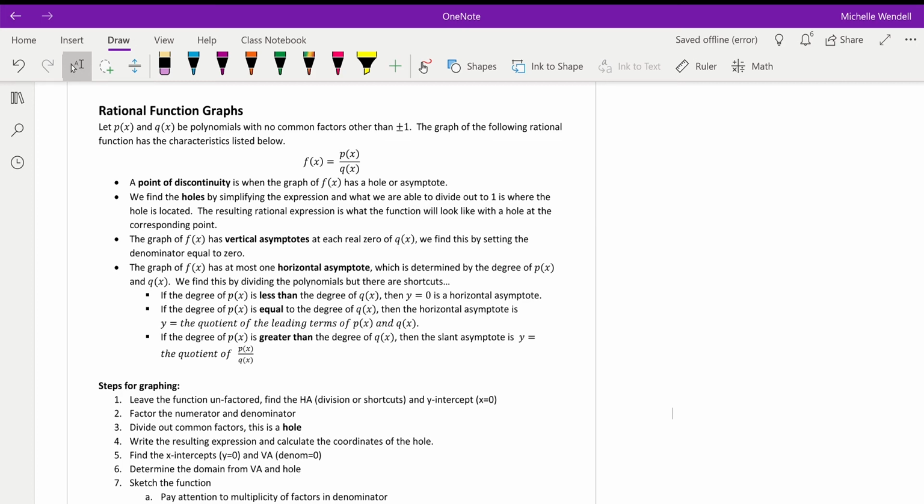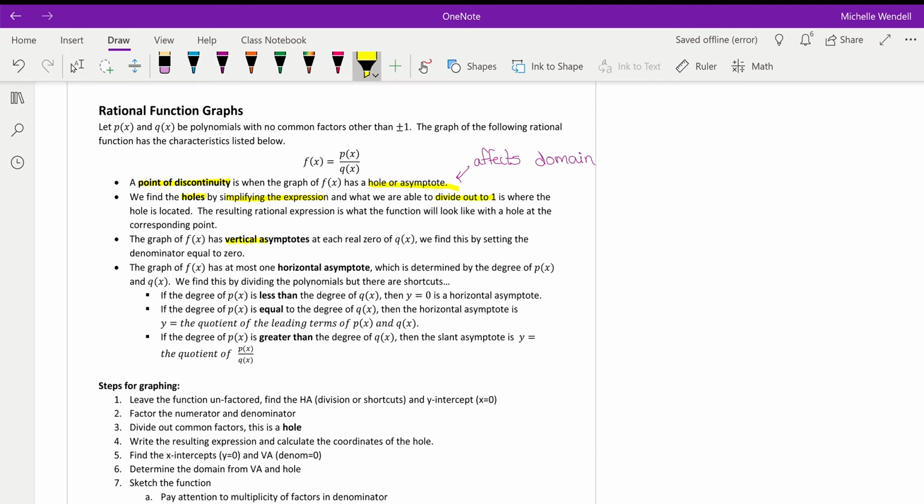In this video, we are going to talk about rational functions. Rational functions are made up of two polynomials that are being divided, and because they're being divided, we create points of discontinuity, and that is a hole or an asymptote. That point of discontinuity affects the domain. You can find the holes by simplifying the expression and seeing what divides out to 1.